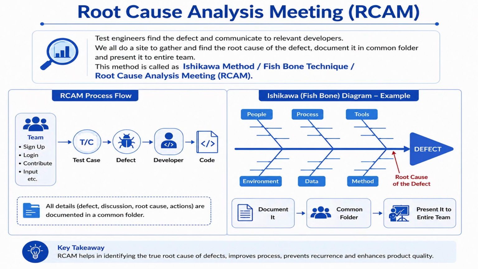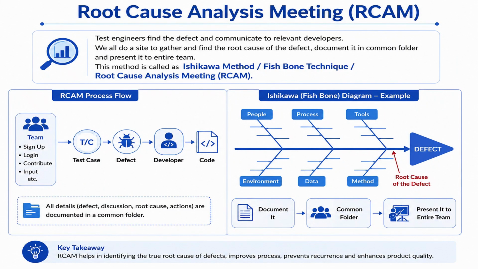Now we'll see the root cause analysis meeting. Here they find the root cause of the defect and document it. Once documented, they save it in a common folder. Developers, test engineers, everyone has access to the folder. They will present it to the entire team so that everyone knows the root cause of that particular defect.